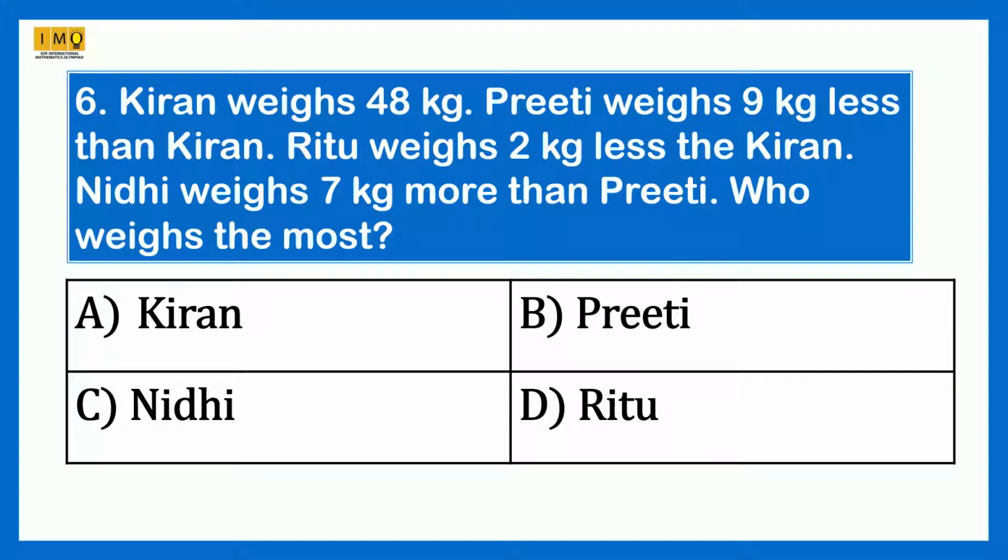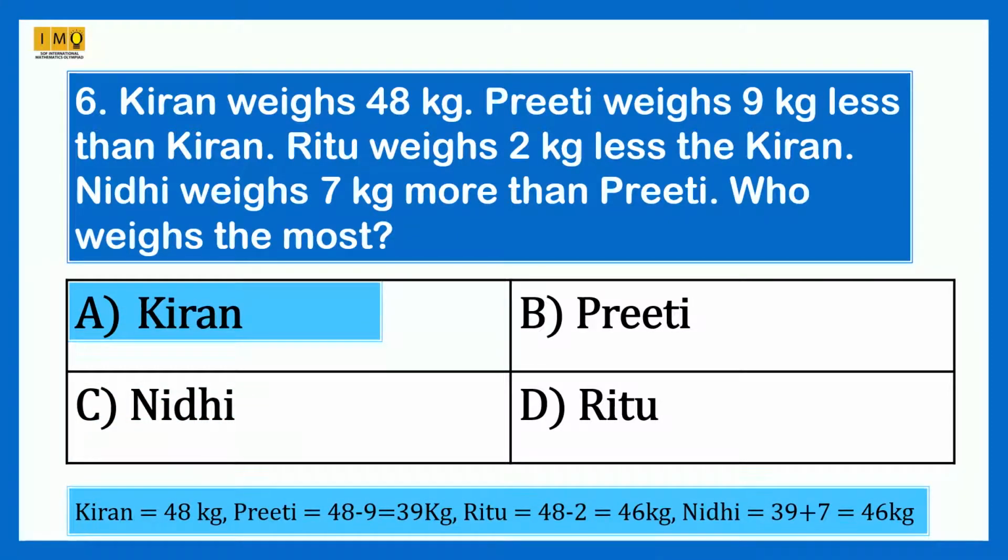Ritu weighs 2 kg less than Kiran. So Ritu weighs 46 kg. 48 minus 2 is 46. Nidhi weighs 7 kg more than Preeti. So the weight of Nidhi would be 39 plus 7, that is 46. Who weighs the most? So it is obvious that Kiran weighs the most. Kiran is 48, Preeti is 39, Ritu is 46 and Nidhi is also 46. The answer is option A, Kiran.